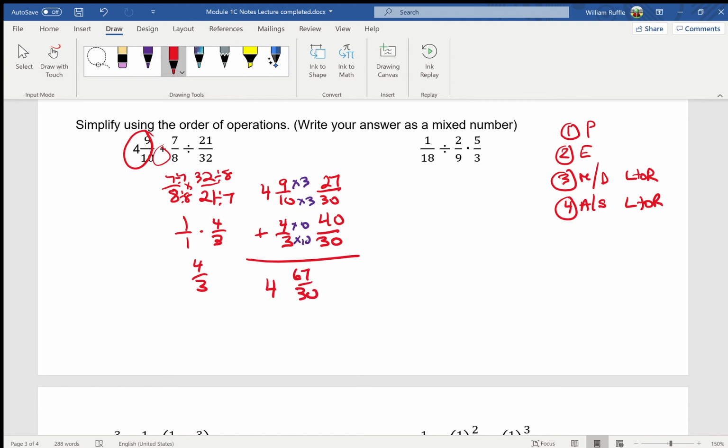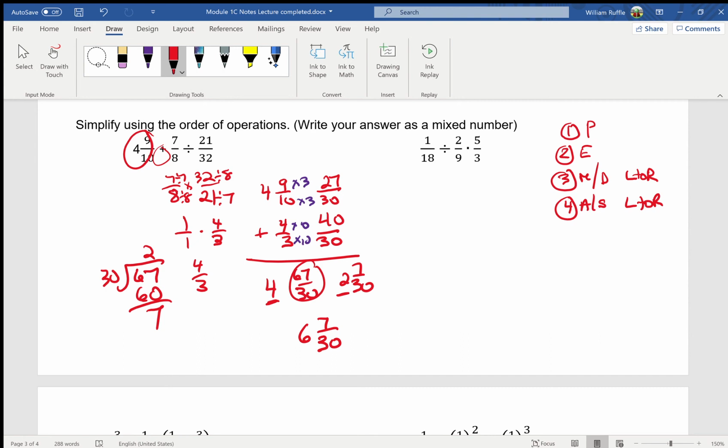Now this is definitely an improper fraction here. So I got to do 30 into 67. I'll do it over here. 30 goes into 67 only twice. And so I have 7 left over. So this is 2 and 7/30. So if I add the 4 plus the 2, my final answer is 6 and 7/30.